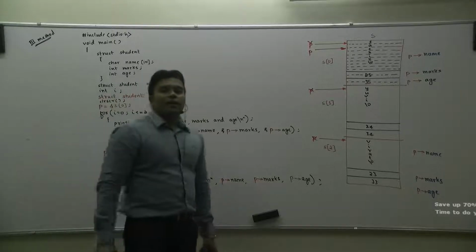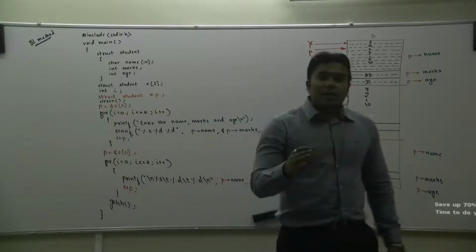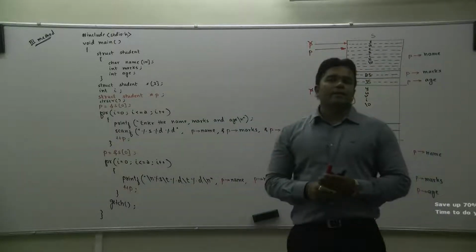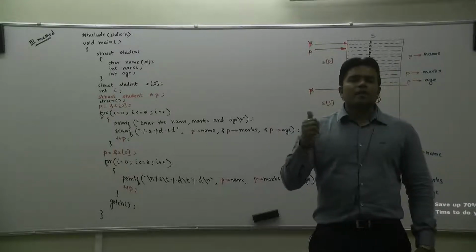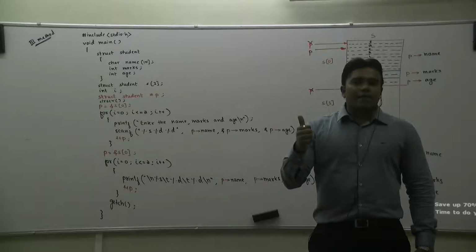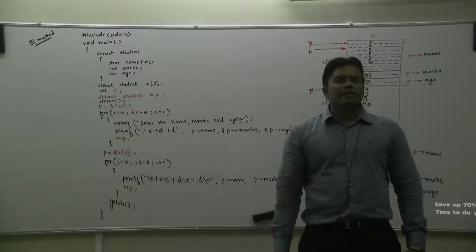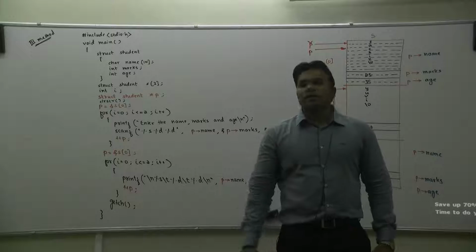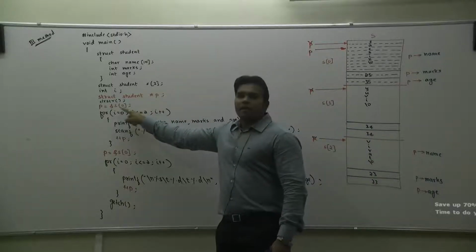This is the way in which whatever is present within a structure can be accessed through a pointer. I told you, pointer access always involves 3 steps. Creation of a pointer. When you create, it will be dangling. Assigning it an address and making it specific. And then dereferencing the pointer and accessing the data. These are the 3 steps. Creation I have done here. Assigning the address I have done here.